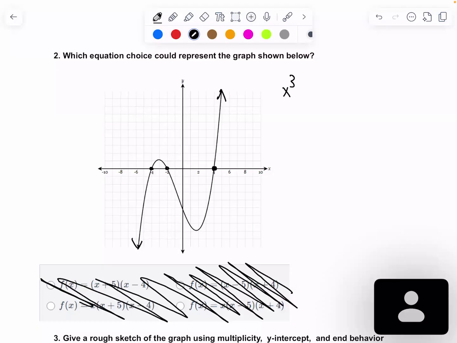So if we just write the roots, right, like this, if the root is -4, the factor is +4. If the root is -2, the factor is +2. And if the root is 4, the factor is -4. You always change the sign to find the root. So that would be a potential equation that would model this solution.